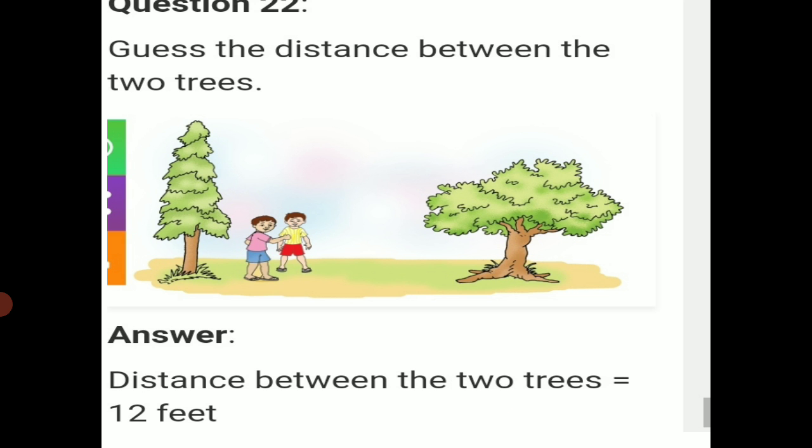Now guess the distance between the 2 trees. Now there are 2 trees and 2 boys are standing. Now you have to guess how many feet it may be. It may be more or less, but I think it is 12 feet. So you also guess distances, see any 2 pictures and guess, and after that you check also. Measure again and check, and in this way you will come to know that your guess is correct or not.